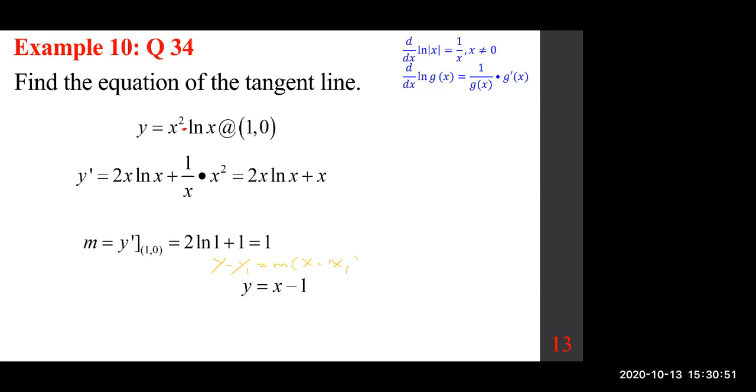Use this one to come up with the answer. I'm hoping that nobody has any problem with that, okay? It's pretty straightforward.